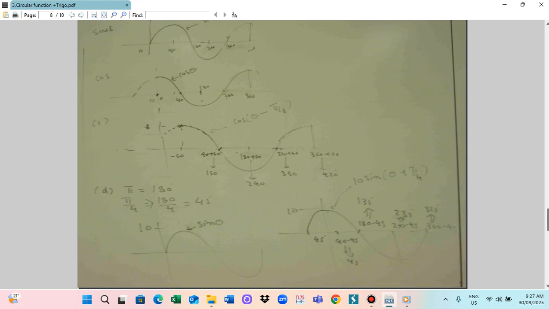So big A is the amplitude. This is what we call the amplitude. Amplitude is the maximum value. So the amplitude is 8, and here we put the 8. And then at this minus 60 degrees, this one is the maximum.